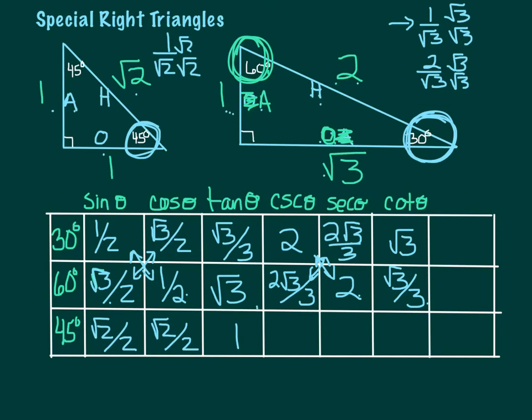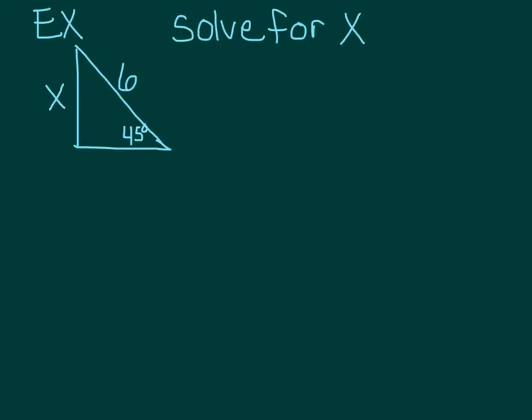Cosecant is going to be the reciprocal of root 2 over 2, which is just the square root of 2. Secant will also be the square root of 2. And cotangent is the reciprocal of 1, which is 1. So make sure this chart's in your notes because we're going to refer back to this later when we start doing our unit circle.